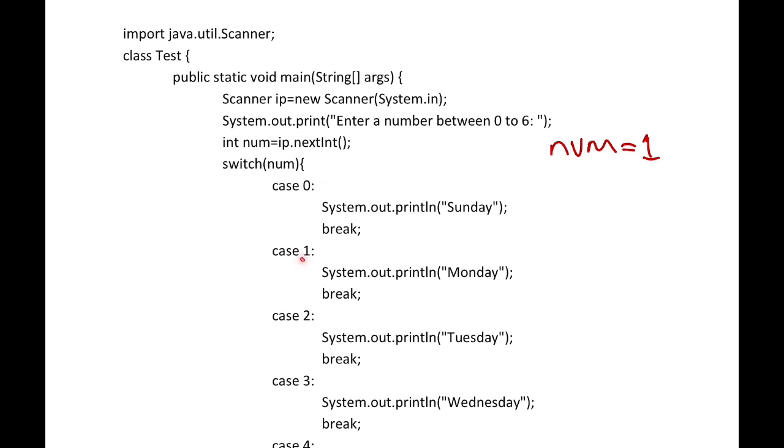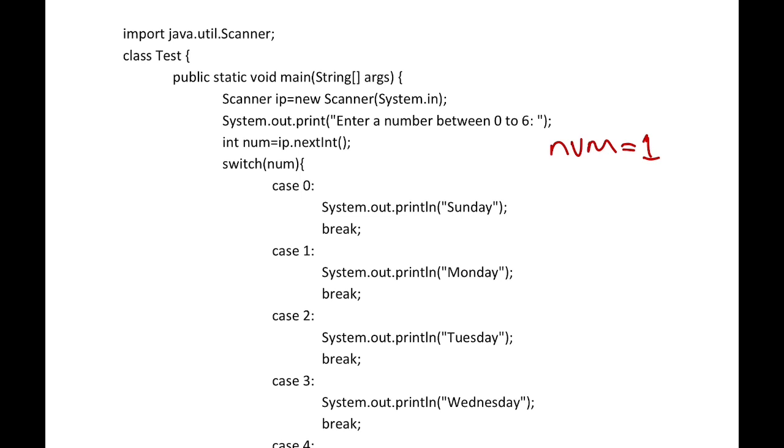Then we will proceed to the next case value. So here the case value is 1, and num is also 1. Is there any match? Yes, there is a match. So when there is a match, the associated case statements are going to be executed until it finds a break or until it reaches the end of the switch case.